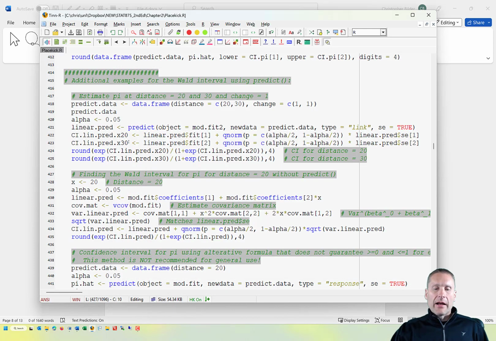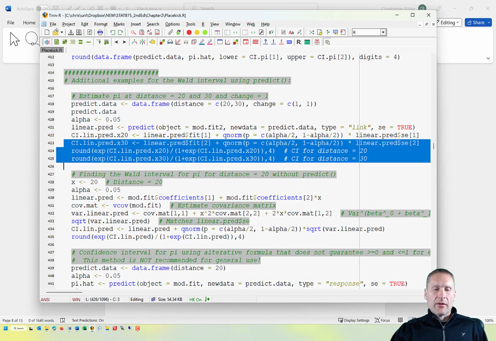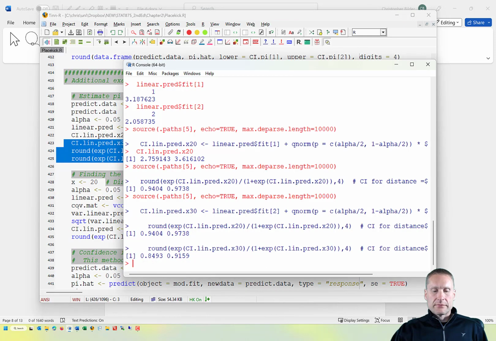Okay, I can do a similar thing for 30 yards as well. Okay, so notice how this confidence interval, our estimate of pi, is decreasing because now the place kick is becoming longer in distance.